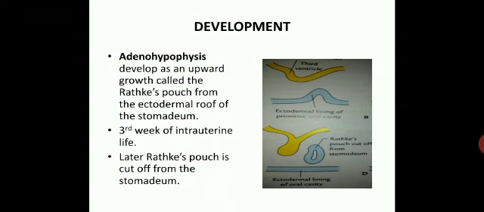So, development. We have seen both adenohypophysis and neurohypophysis. They have a different embryological basis. The adenohypophysis develops as an outward growth called Rathke's pouch, forming from the ectodermal roof of the stomodeum during the third week of intrauterine life. As the development progresses, Rathke's pouch is cut off from the stomodeum.